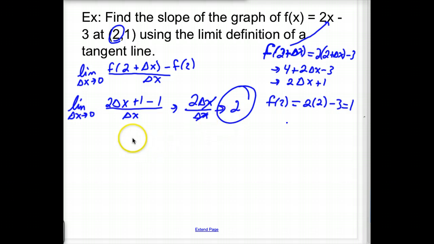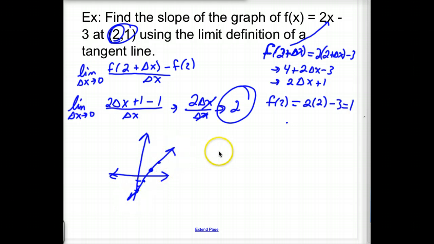Well, if you had thought about it, we know that the graph of 2x minus 3, y-intercept of negative 3, slope of 2, is going to have a slope of 2 everywhere. So of course it would have a slope of 2 at the point 2, 1, which is right there. That tangent line is actually on the line. Just using a basic example to use the limit definition to show you that you do get the slope that you would expect.